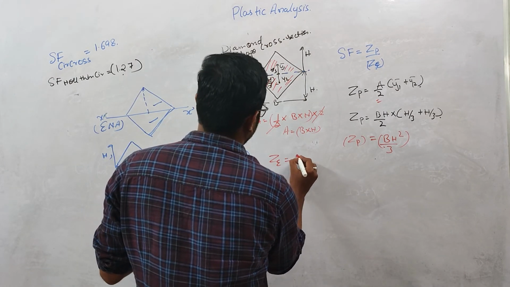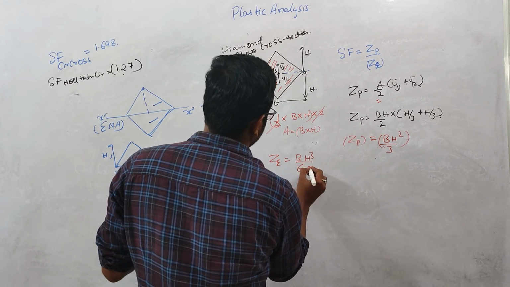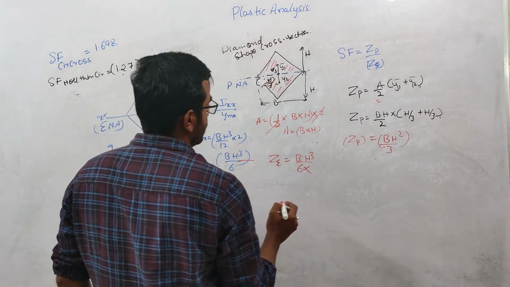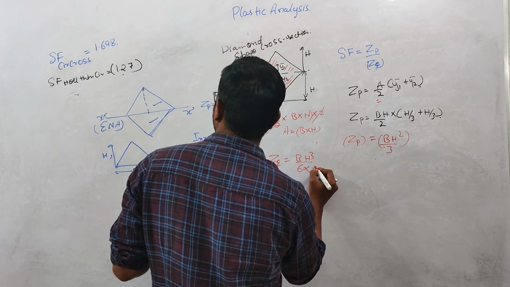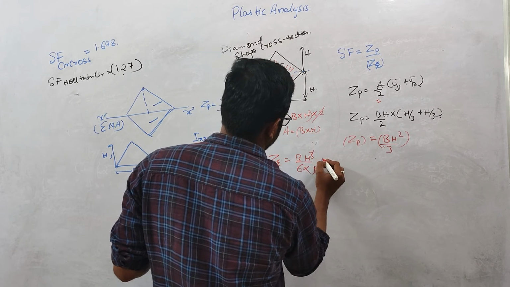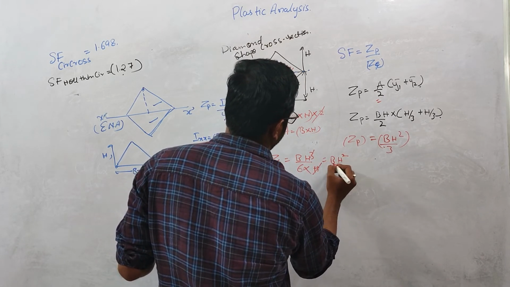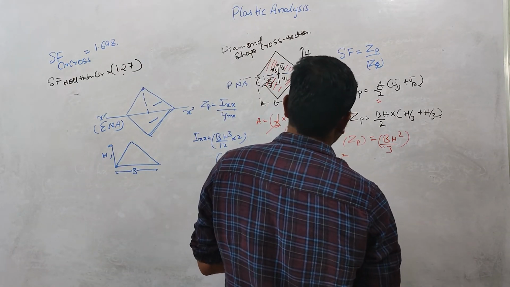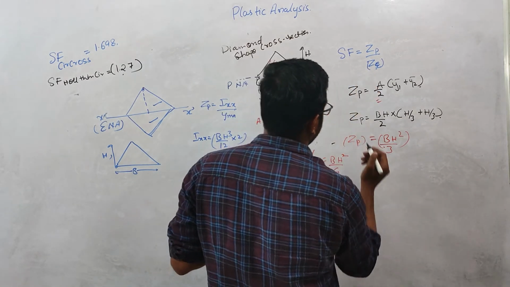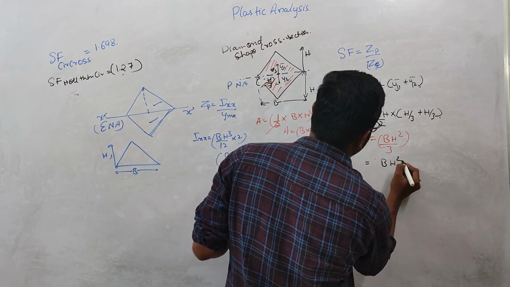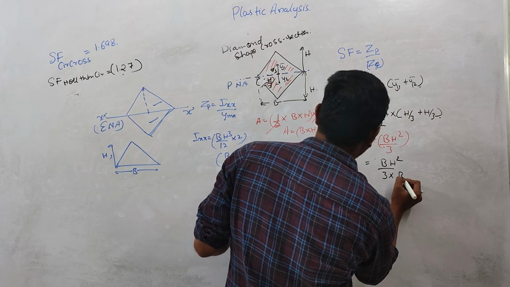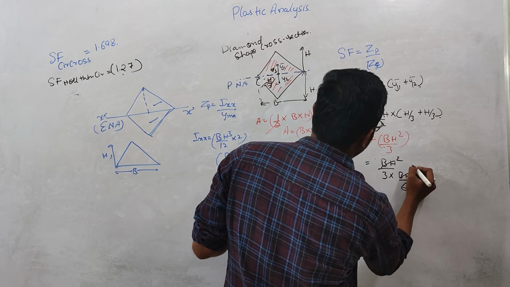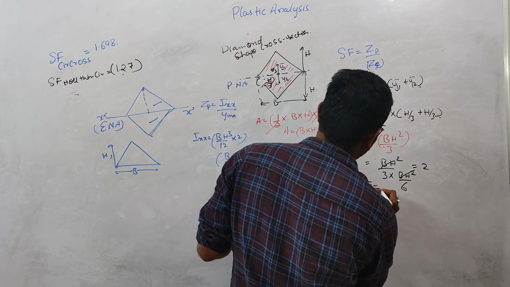Ze will be equal to bh cube by 6 into y, divided by y max, because this extreme fiber will yield first. So y max is basically h, so h will cancel, and it is bh square over 6, right? So if you put the Zp and Ze values into this formula, you get bh square over 3 divided by bh square over 6. So you are getting the shape factor value basically 2.